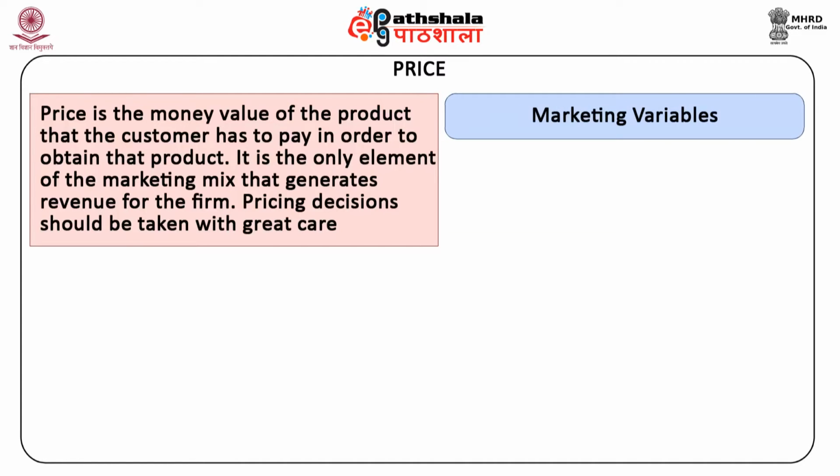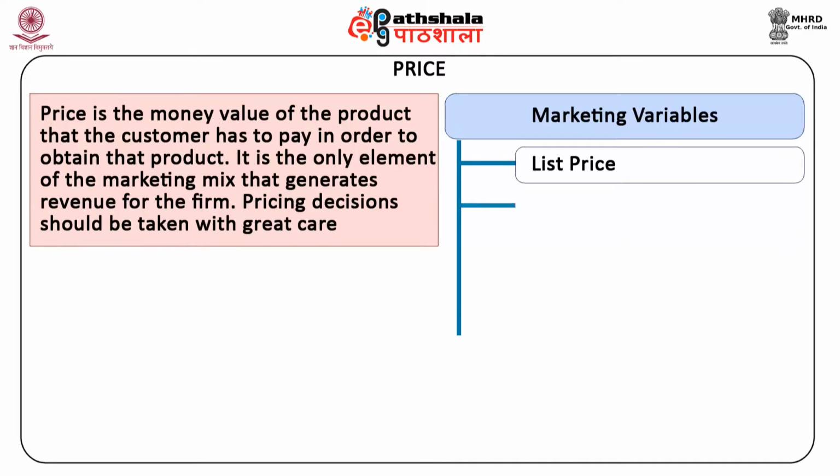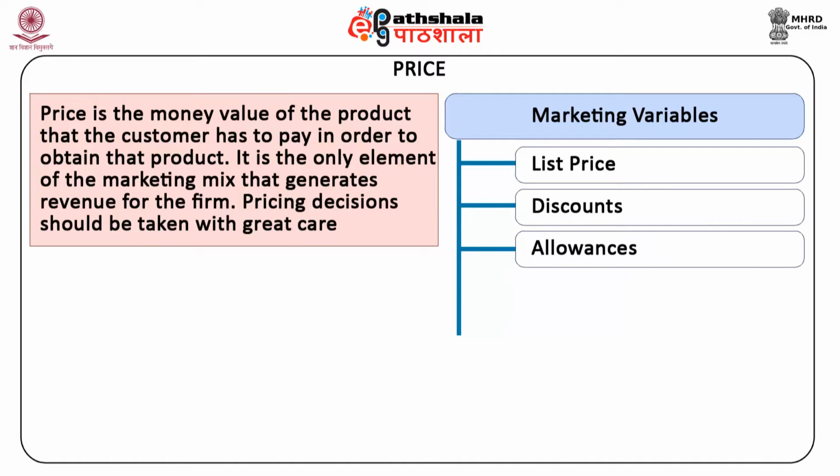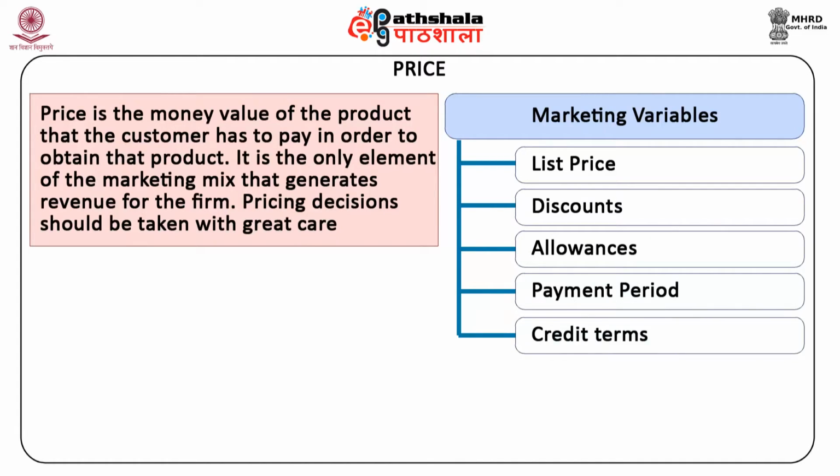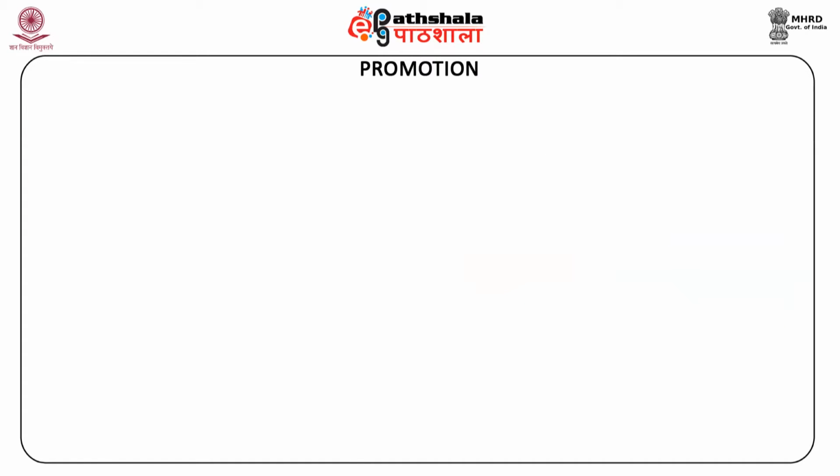The marketing variables included under this element are list price, discounts, allowances, payment period, and credit terms. Selecting the pricing strategy is another important decision while designing a marketing mix. Whether the firm will select market skimming or market penetration or competitive pricing strategy, all will depend on its goal and overall marketing strategy. Promotion.